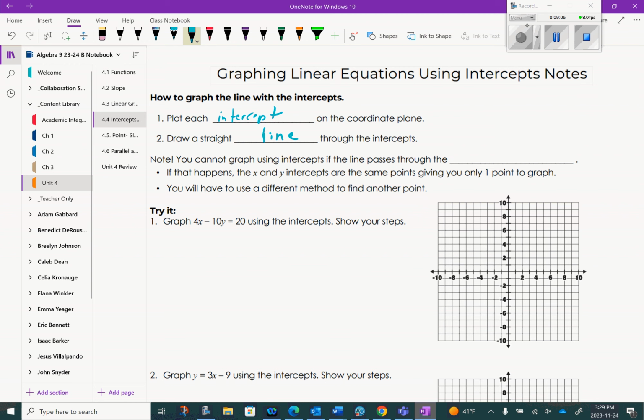Now, there are a couple of different things. We'll take a look at examples as we go through here. But there are a few things where you've got to be careful because the origin is both the x-intercept and the y-intercept. And you can't graph a line with just one point. If that happens, then you're going to have to substitute.